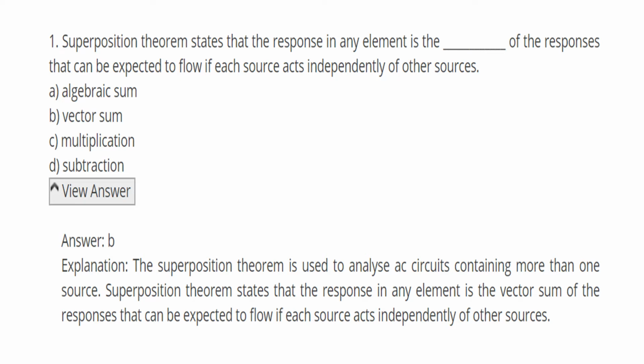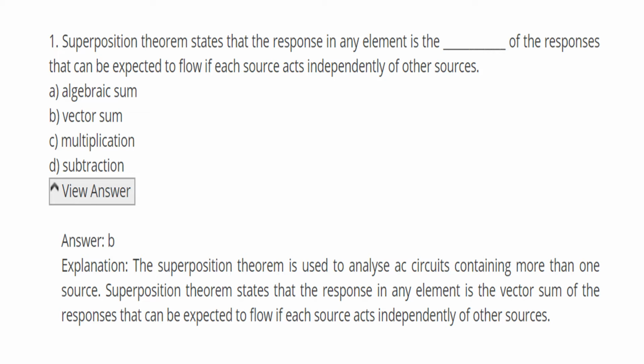First question: superposition theorem states that the response in any element is the dash of the responses that can be expected to flow if each source acts independently of other sources. Options are A. Algebraic sum, B. Vector sum, C. Multiplication, D. Subtraction. The correct answer is B, vector sum.